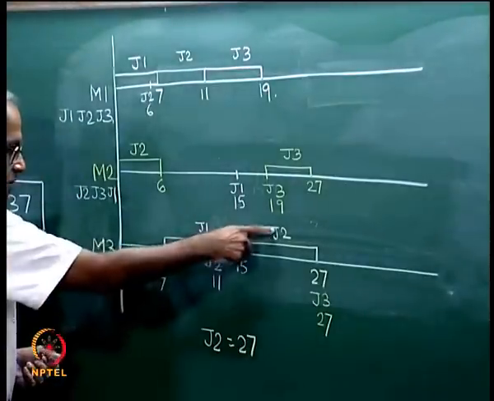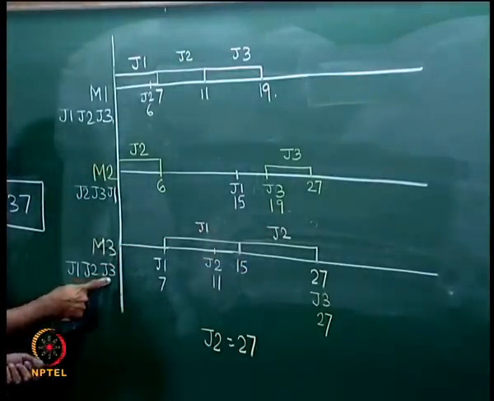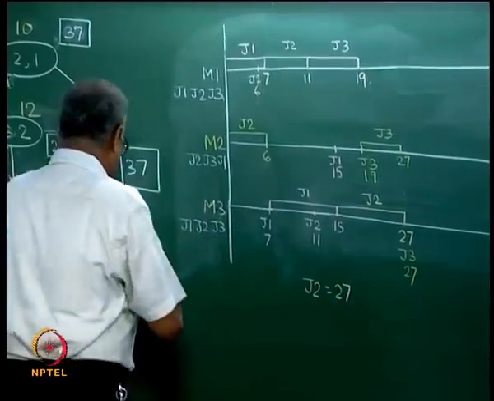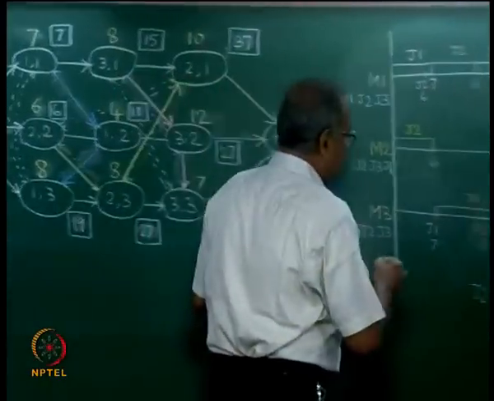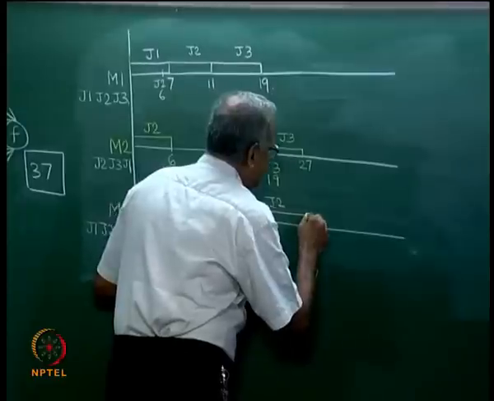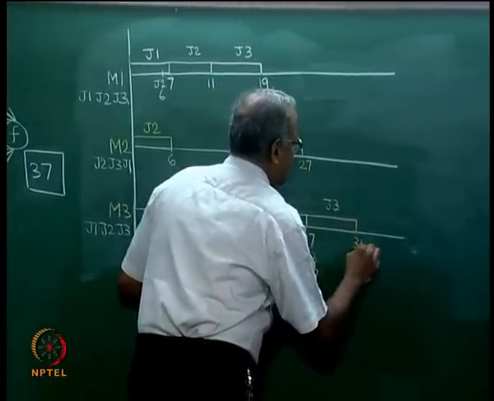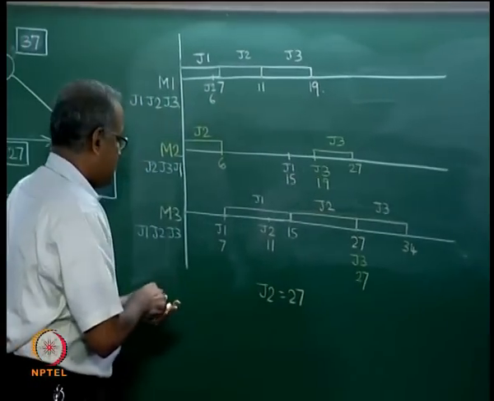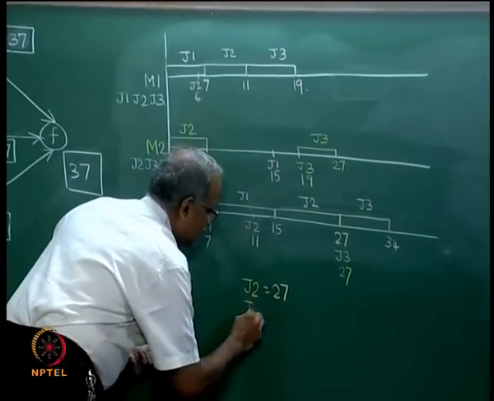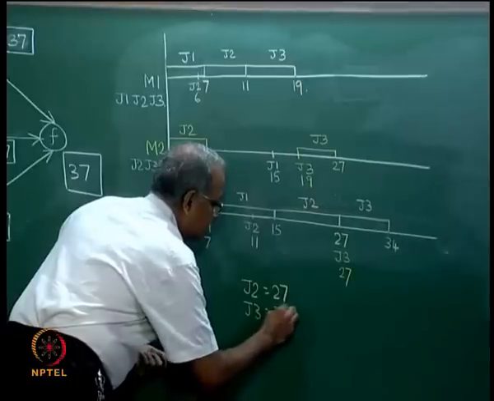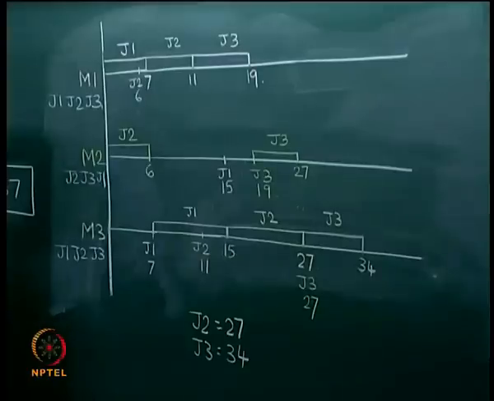Now, J1, J2 are already completed, J3 is the only one available. So, J3 on M3 is another 7. So, J3 will start at 27 and J3 will finish at 34. So, J3 will finish everything at time equal to 34.